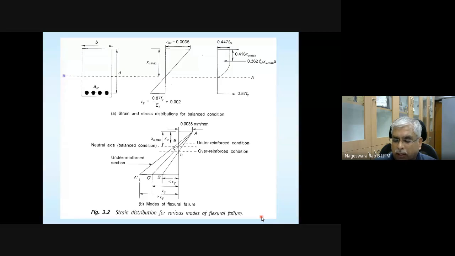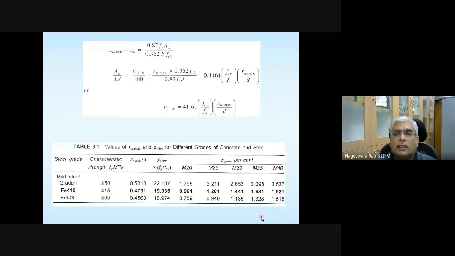Okay, so let me move forward. So now for a balanced section, please note that you need to keep your code book at least open there, okay? Because otherwise it's difficult for me to go back and forth. So whatever equation we started today's class, that equation for a balanced section, if it is a balanced section, XU is going to be the same as XU max, and that equation is rearranged.